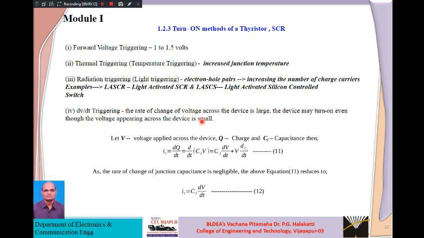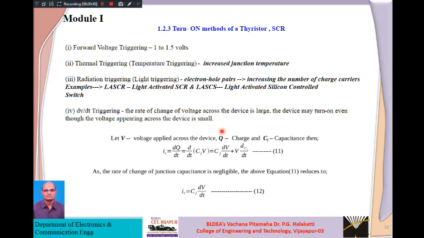So till now, I hope you have gone through the static anode-cathode characteristics of SCR, gate characteristics of SCR, and their basic structure. Also we have gone through turn on methods. We came across two important terms while studying the characteristics of SCR. One is the latching current, another one is the holding current. It is called latching current.